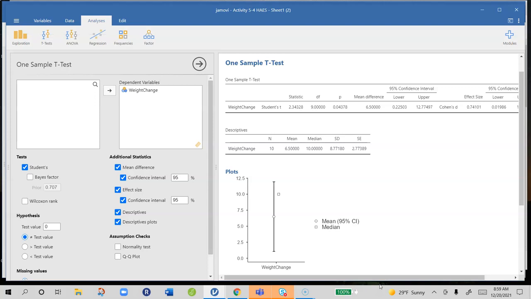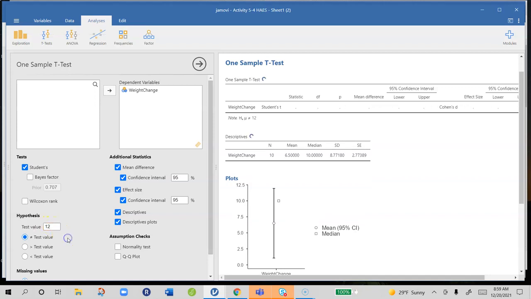But suppose the researchers know that on average people gain a certain amount of weight during a 6-year time frame. So in this activity, we ask you to change the test value to 12. Let's say it's known that people gain on average 12 pounds over the 6 years in this particular age group. If we change our test value to 12, you can see our mean, median, and so forth stay the same, but our test statistic changes quite a bit because we're comparing 6.5 to 12 rather than 6.5 to 0.